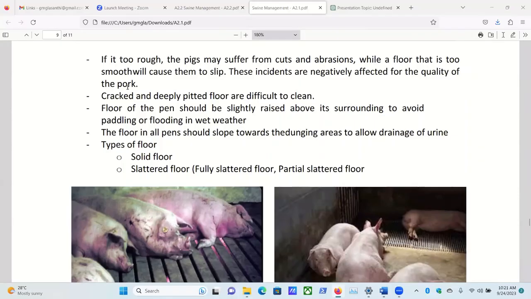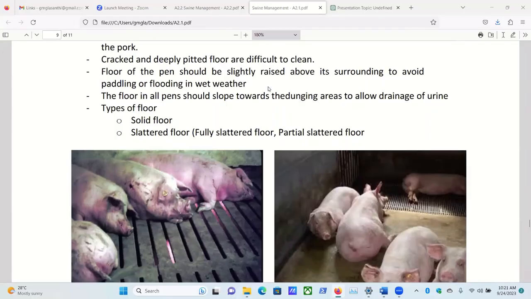And we have to avoid cracked and deeply pitted floors. That means we should not keep broken, cracked floors, because it is very hard to clean. Dung materials can be retained there. So we have to avoid cracking and deeply pitted floors. If there are some pits, we have to close them.